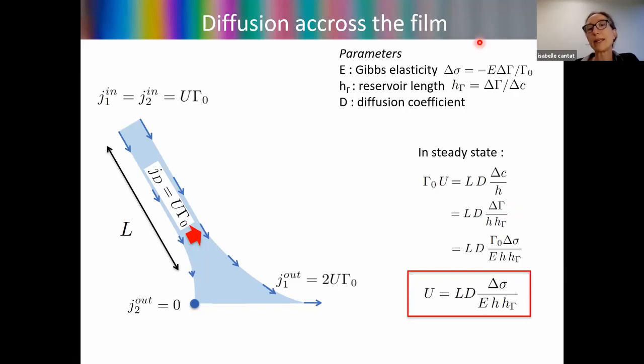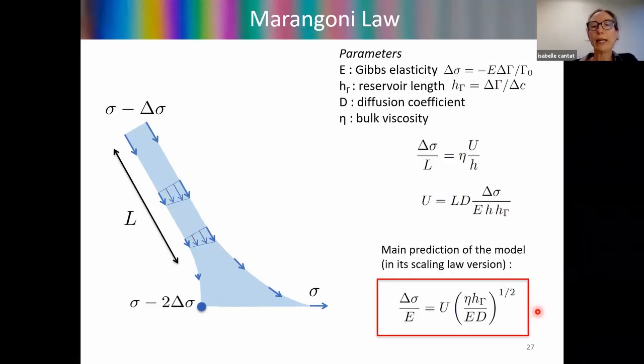And that measures the solubility of the surfactant. Now I need to transform this concentration into tensions using the Gibbs modulus, and I get my second coupling between U, L, and delta sigma. So from these two couplings, I can solve the problem, which is building a relationship between the tension difference between these two points and the transfer velocity of the interface across the meniscus.